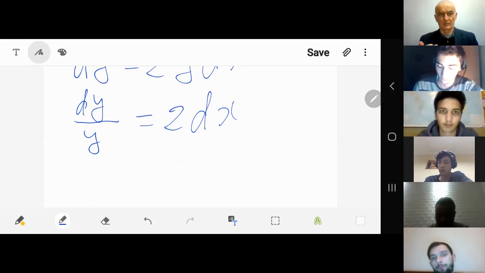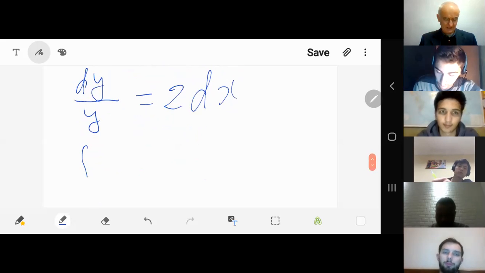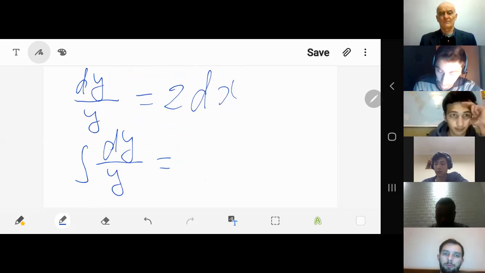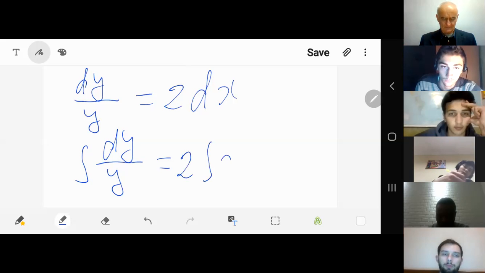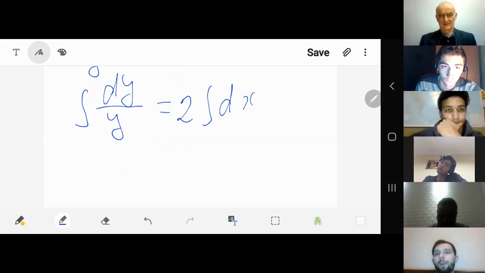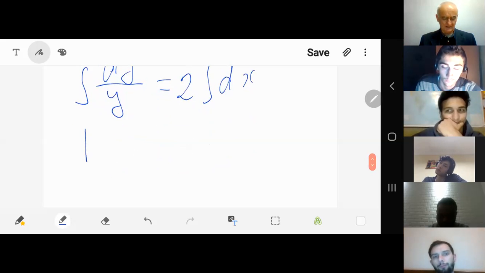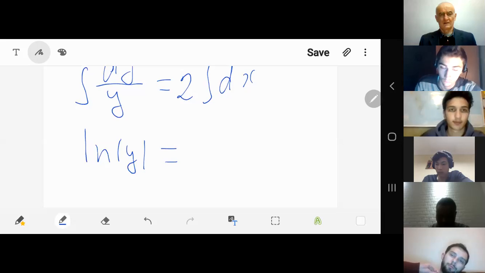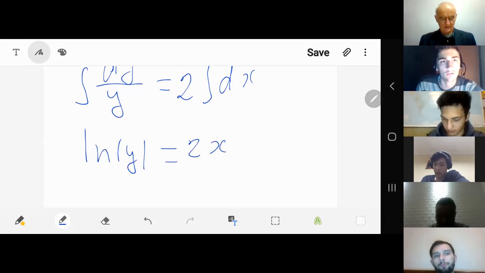Now let's take integrals from both sides. And we have integral dy over y equals integral 2 dx. But 2 is a constant, I can move it out across the integral sign, and I can write 2 integral dx. Okay. Now, what is the integral of dy over y? It's a basic integral. It's ln absolute value of y. It equals 2x.